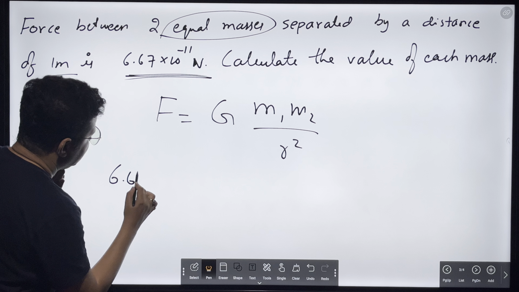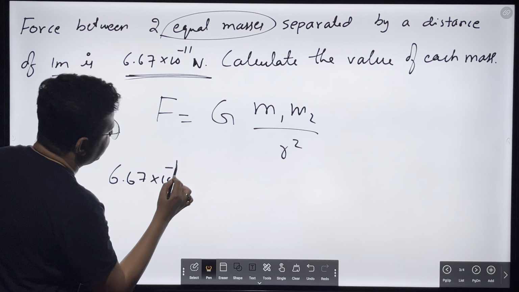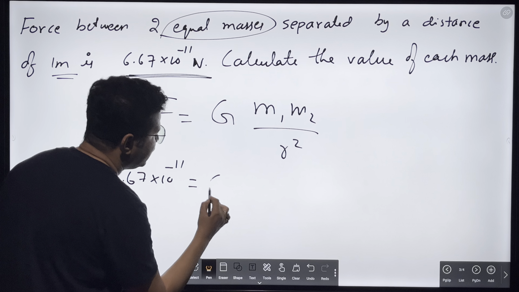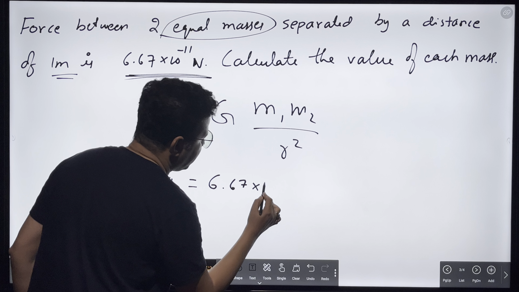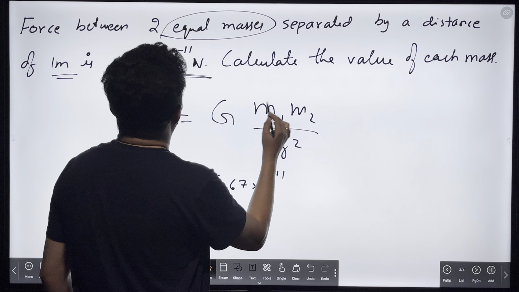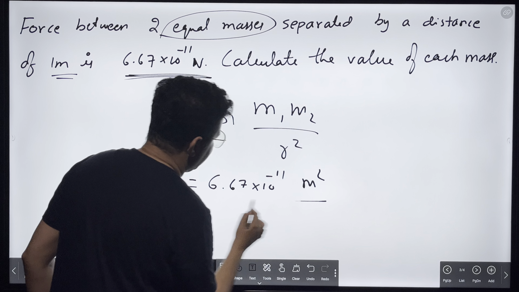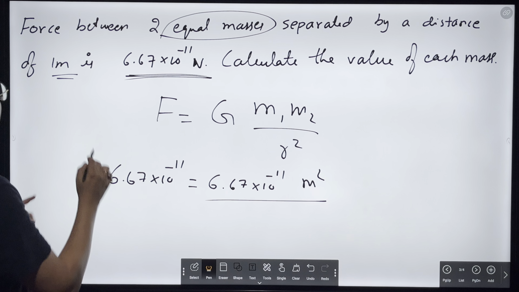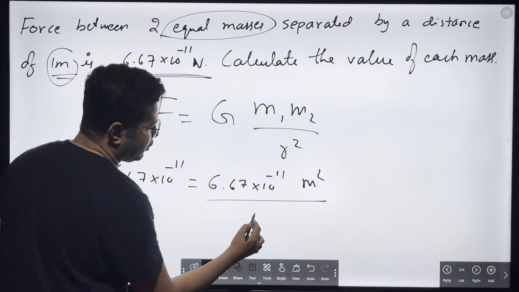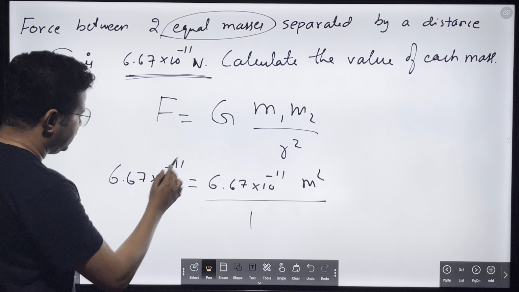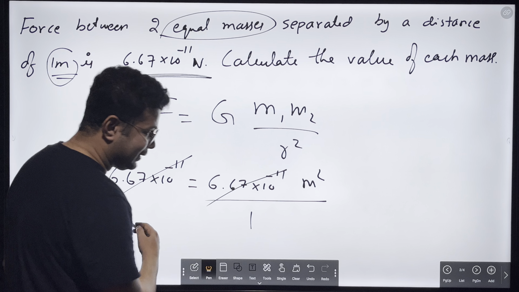Force is 6.67 into 10 to the power minus 11, equal to G. What is the value of G? 6.67 into 10 to the power minus 11 into m1 m2, two equal masses m and m, so M square divided by R square, separated by a distance of 1 meter. So r square means 1 square is 1. So what happens? This 6.67 gets cancelled.